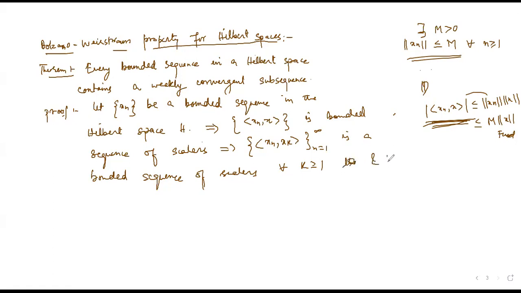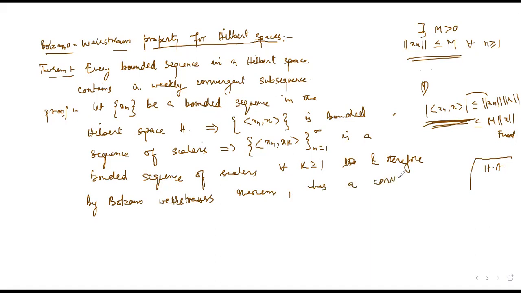Therefore, by the Bolzano-Weierstrass theorem for scalars, and of course for complex numbers too: if they are bounded, then from the real Bolzano-Weierstrass theorem you can get the complex version also. If you have a bounded sequence of complex numbers, then it would have a convergent subsequence. That's not straightforward, but you can do it as a home assignment. Anyway, by the Bolzano-Weierstrass theorem, this set of scalars has a convergent subsequence.